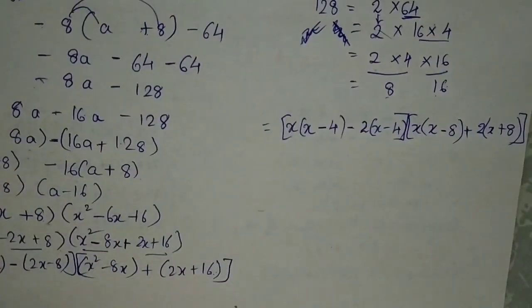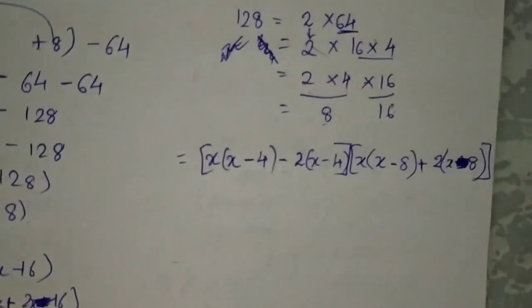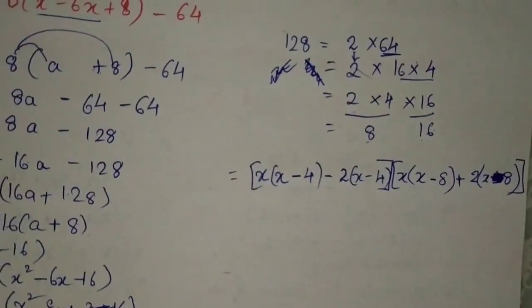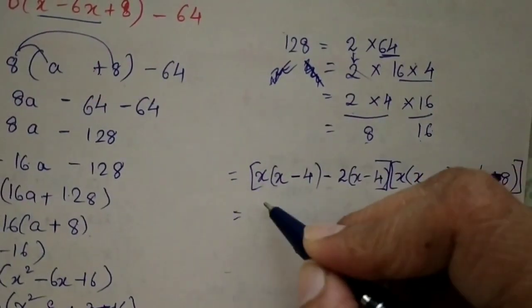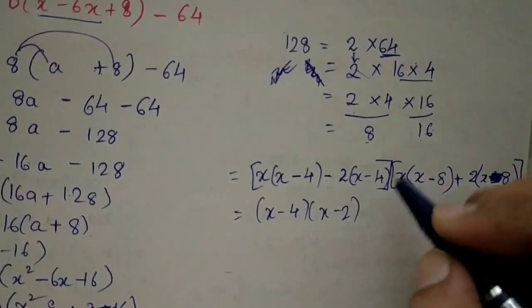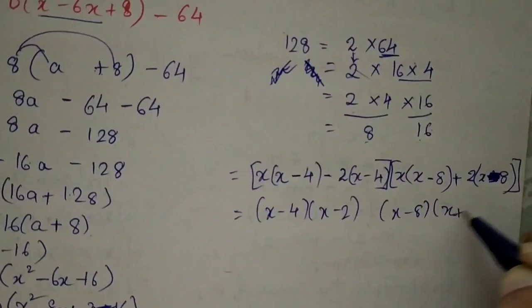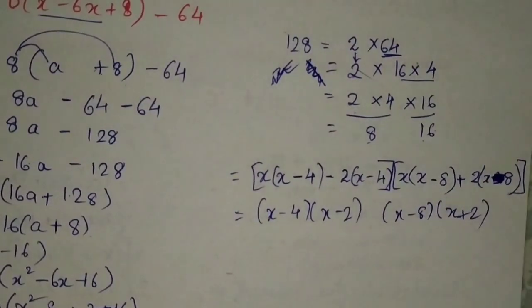Now next part. So what do we have now? So let us solve this further. x minus 4 in one bracket, x minus 2 in another bracket. Here x minus 8 in one and x plus 2 in the other one. So this is your final answer.